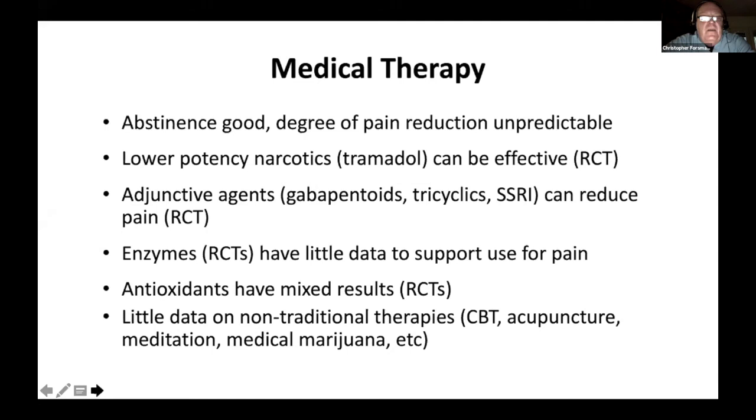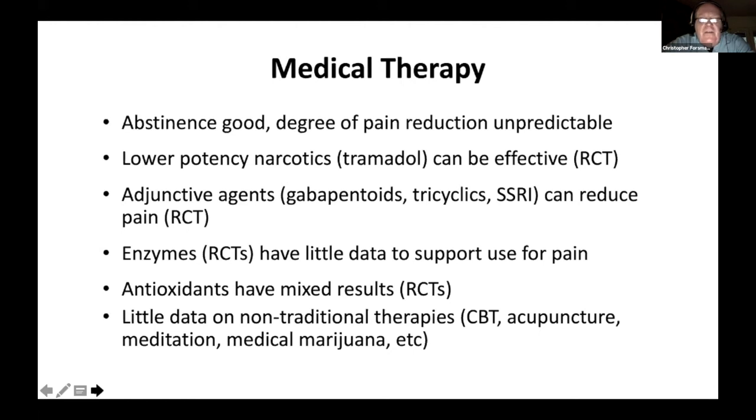Discussion over the years about whether pancreatic enzymes are useful for pain. The bottom line is we don't have a lot of good data that supports their use. We do have some randomized trials on antioxidants. Unfortunately, the data is mixed. One large trial said they work relatively well, and one large trial said they don't work at all.